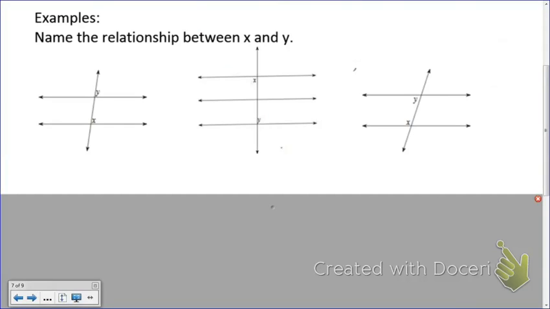Let's look at our examples. We want to name the relationship between X and Y. If I look at the first one, notice they are in similar positions. The Y is above the line to the right of the transversal. The X is also above the line to the right of the transversal. Therefore, these are corresponding angles.